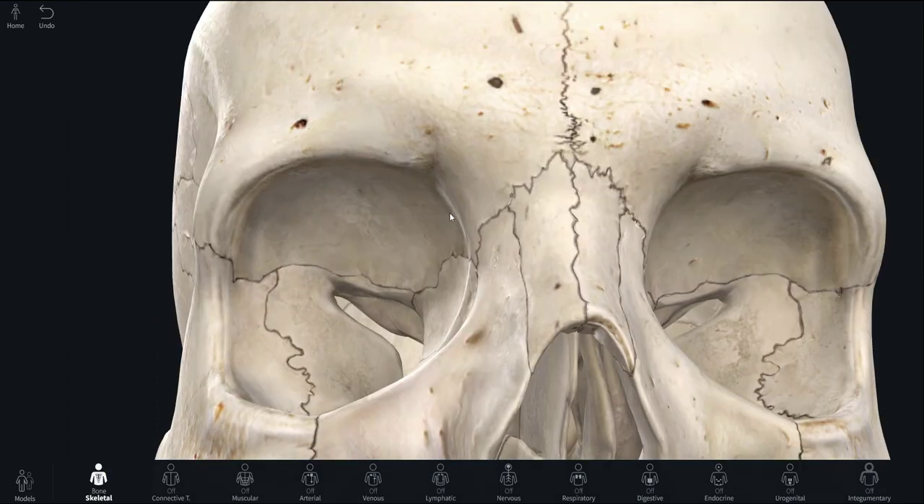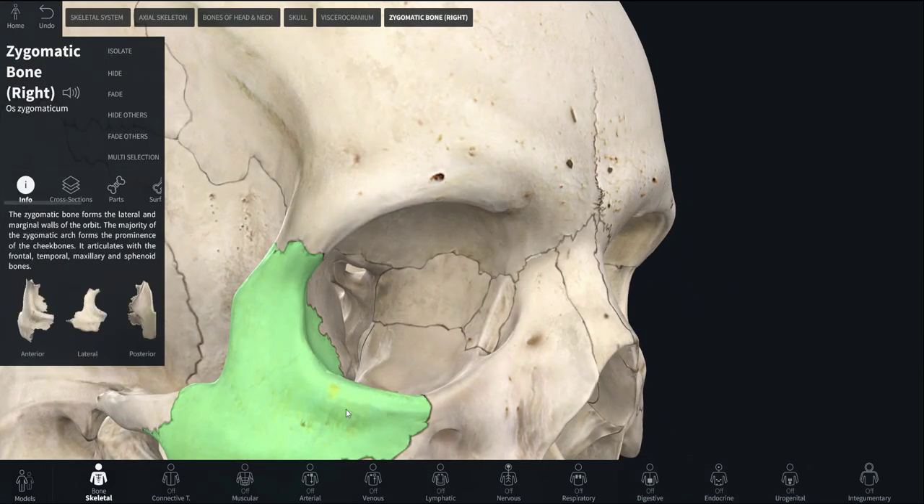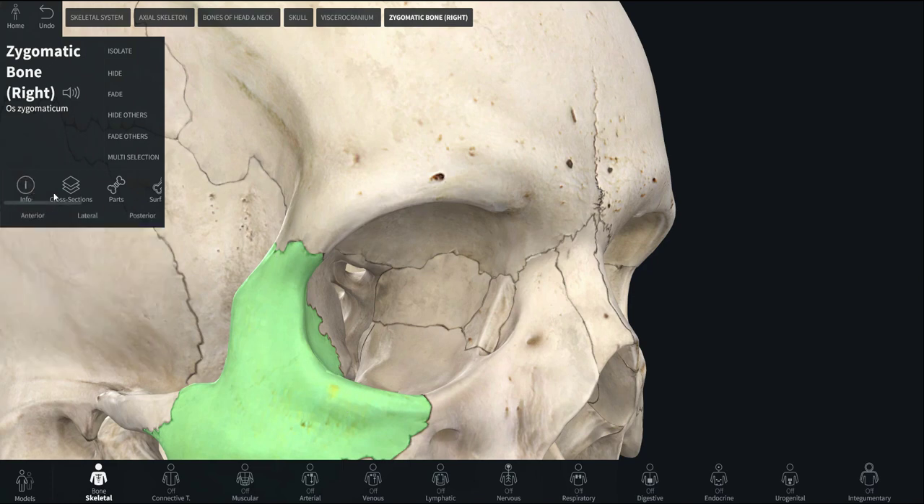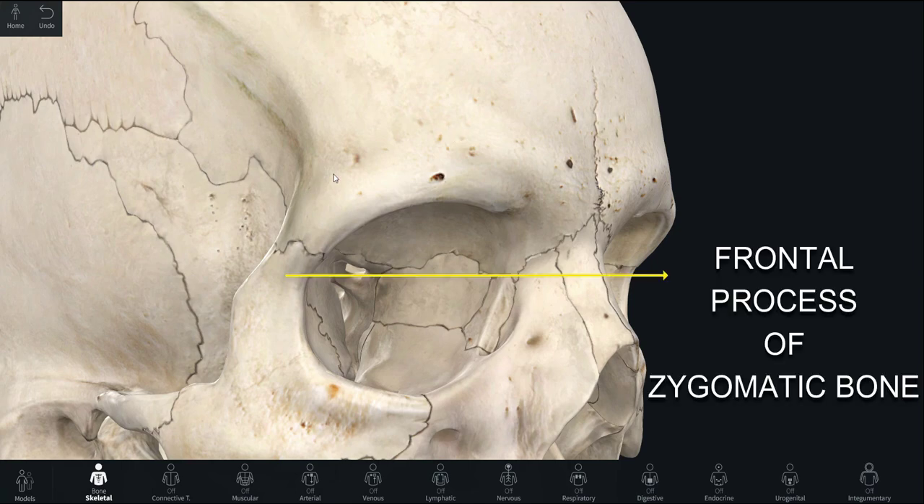Let me show you. So as you can see, this is here the zygomatic bone. The zygomatic bone, as you can see, it is kind of, let me get this out of the way. This is throwing off a process which is articulating with the zygomatic process of the frontal bone. This process of the zygomatic bone articulating with the frontal bone is a frontal process.